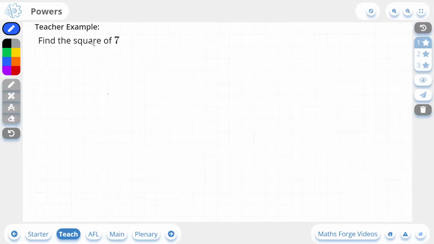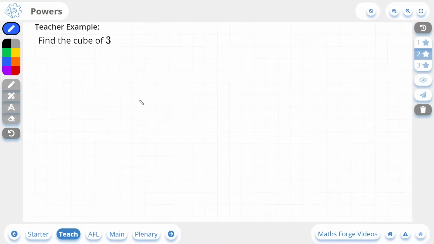Now, to find the square of 7, the question is essentially asking you to do this calculation, 7 squared. And 7 squared means 7 multiplied by itself twice. That's what this 2 here represents. You are multiplying 7 by itself twice. And of course, we should know by now that 7 times 7 is 49. And if we check our answer, there it is.